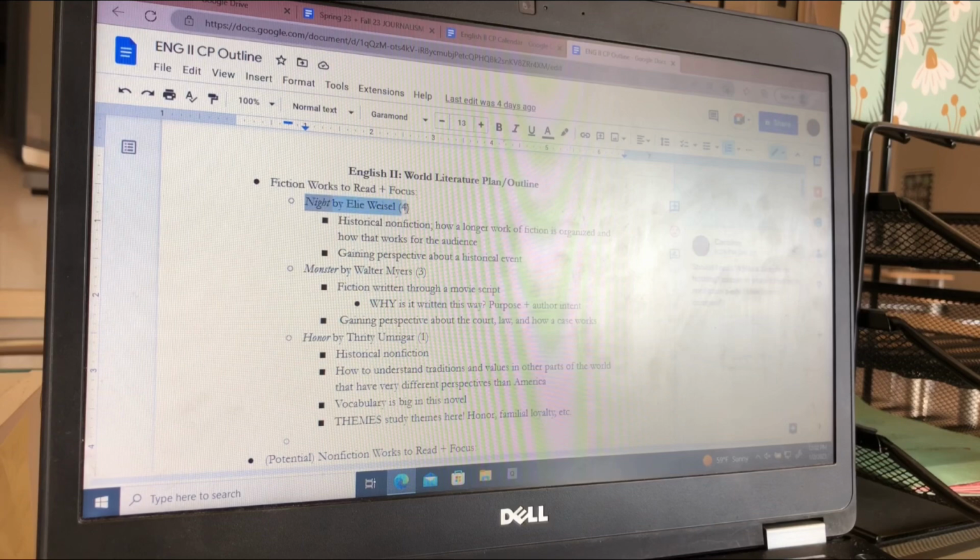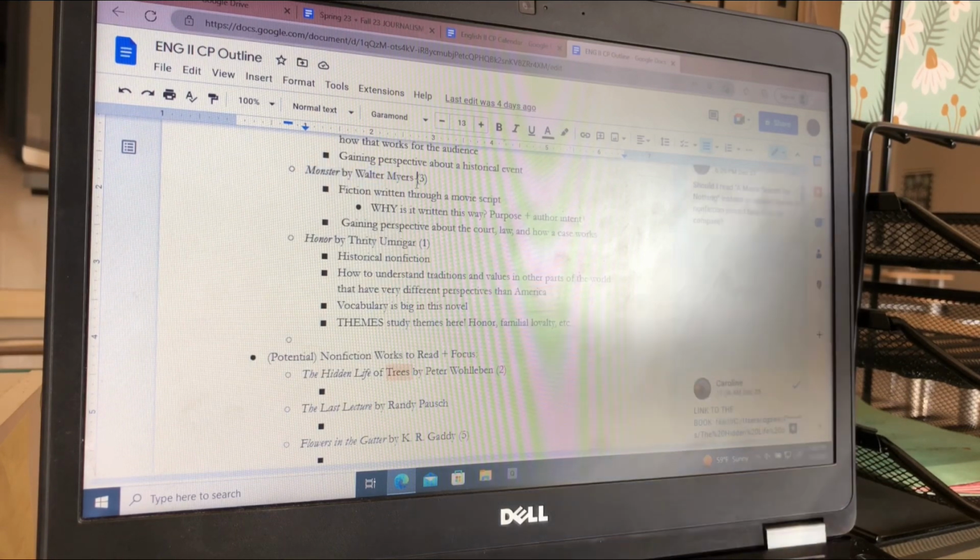So Night by Elie Wiesel was a fiction work that I wanted to read, and right under the work I wrote the goals that it would accomplish, right? Night would help my students gain perspective about a historical event. It's a longer work of fiction. They would understand how the longer work of fiction is organized, how it works for the audience.